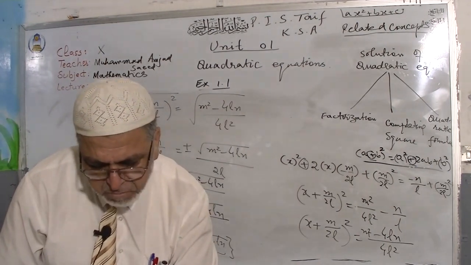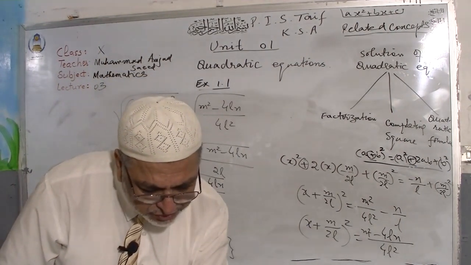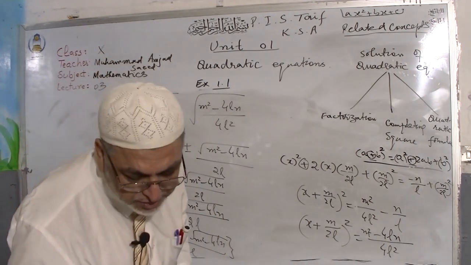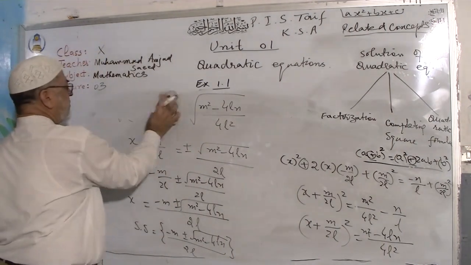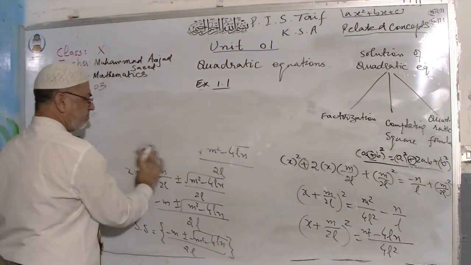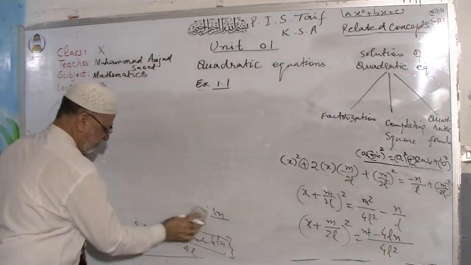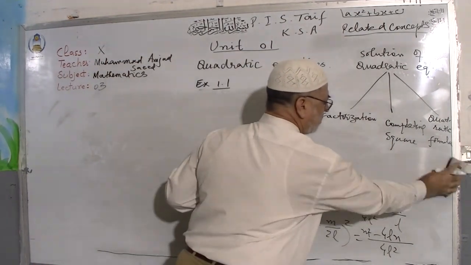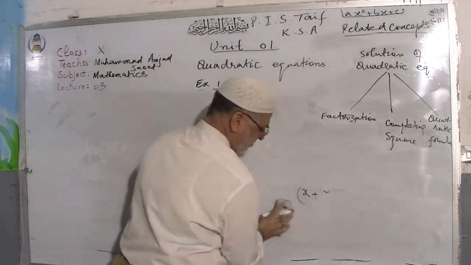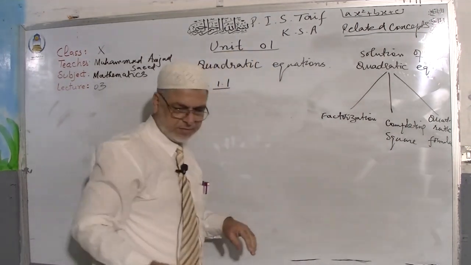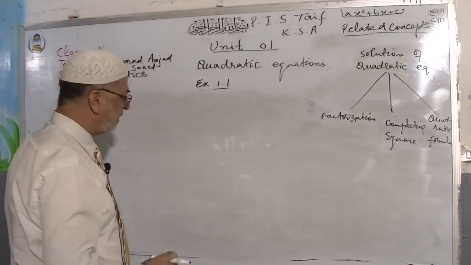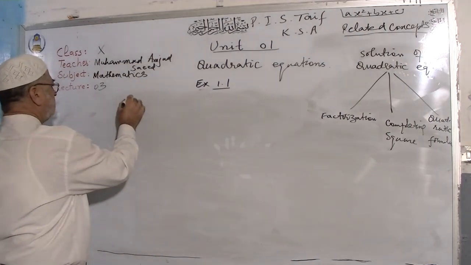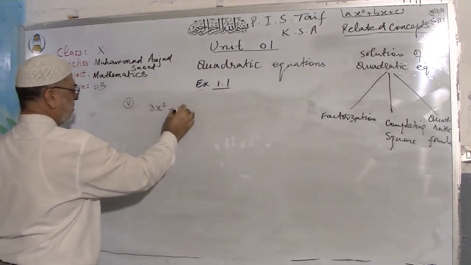After that, you can solve part number 5. Part number 5, 3x squared plus 7x is equal to 0.